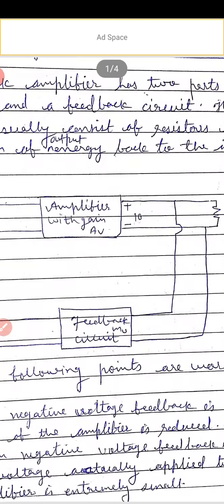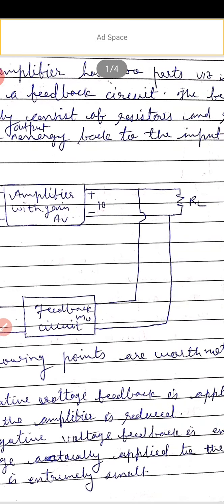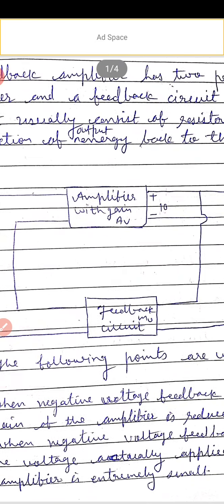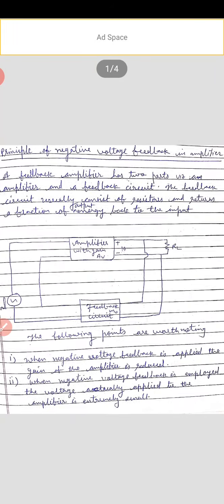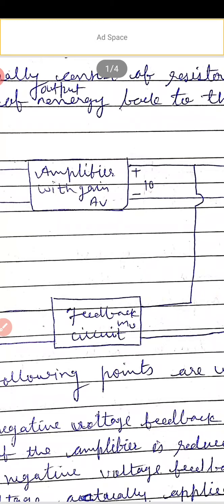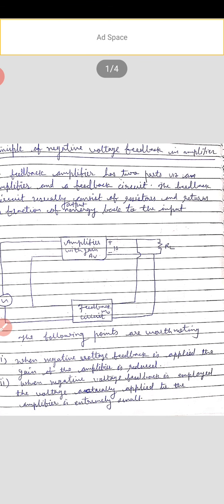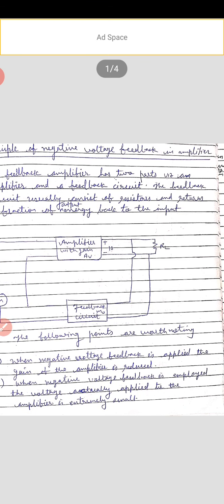So this is the amplifier and its gain is AV, and this is the feedback circuit, and the fraction MV is again returned back to the input.